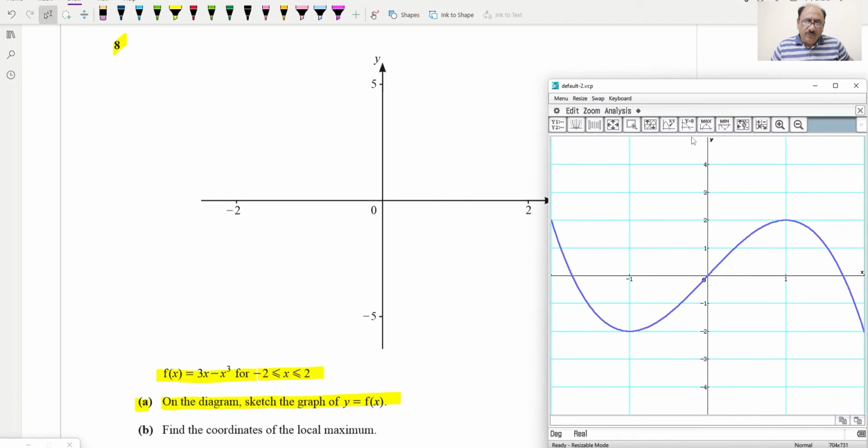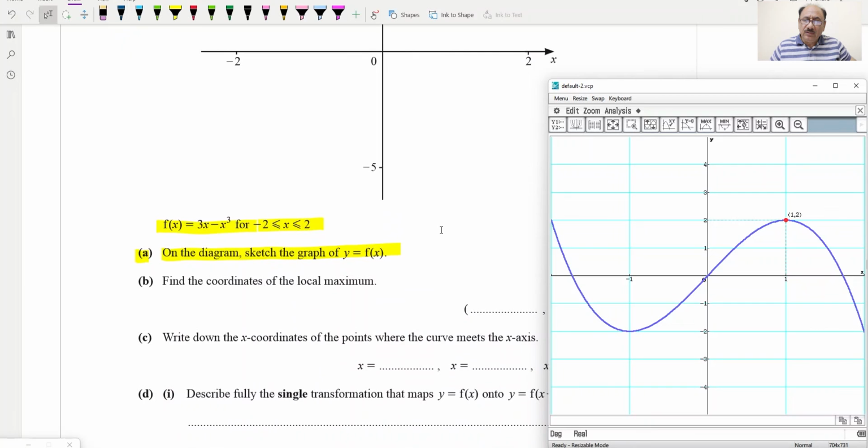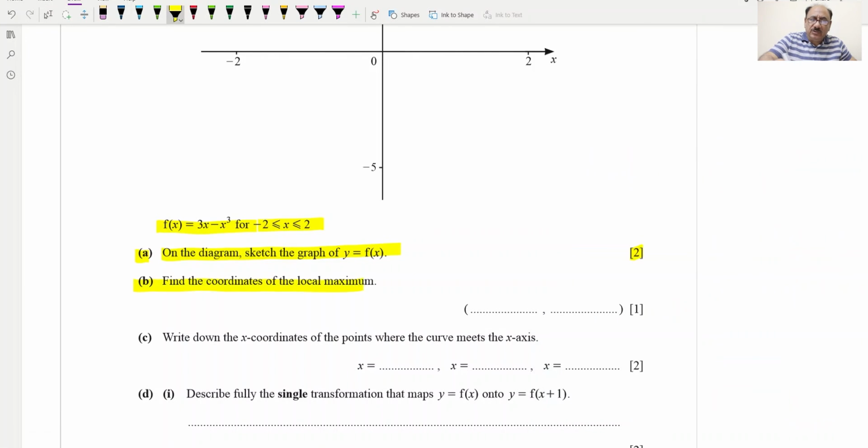And now for the next, we will sketch this in a while, and before sketching I will go to the b part, find the coordinates of the local maximum. So local maximum will be this point. We have taken local maximum is 1 and 2. So we can write local maximum. This is basically the local maximum we require over here.